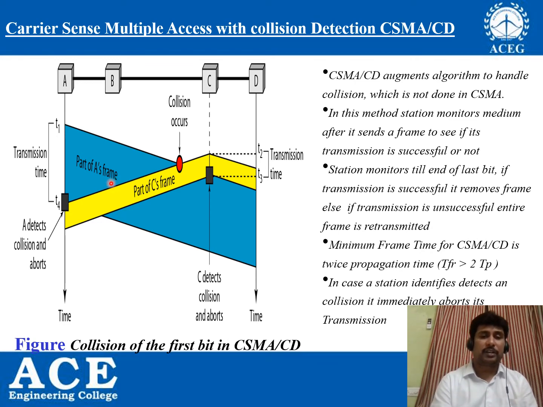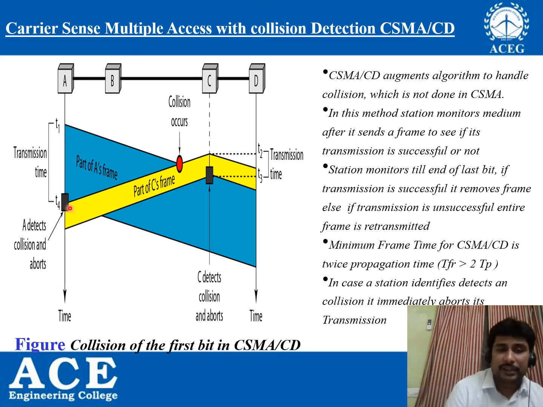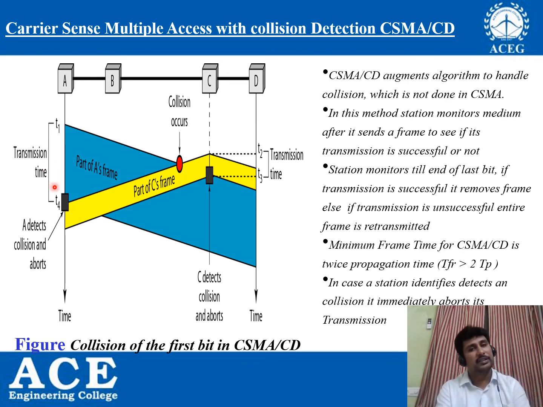But A is not aware of the collision till the time T4. At time T4, it can understand there is a collision in the transmission, and immediately after identifying it, it aborts the transmission. So A started at T1 and transmitted till T4. So the transmission time of A is T1 to T4, whereas T2 is the time at which C started transmitting, and it transmitted till T3, where the collision was detected and it aborted the transmission. So this is how carrier sense multiple access with collision detection works.